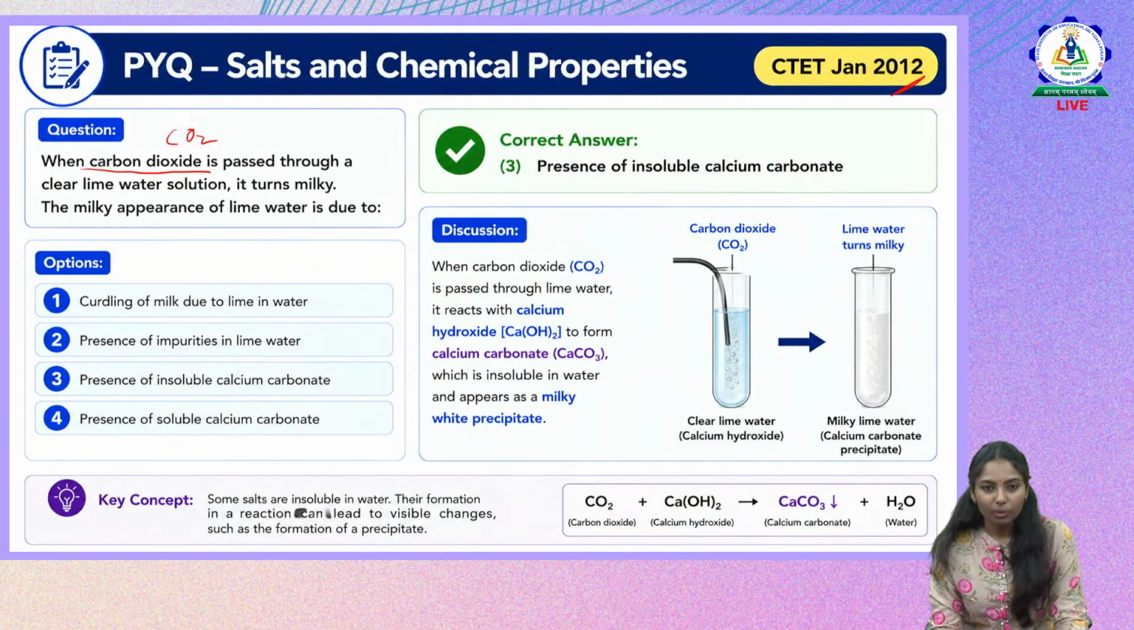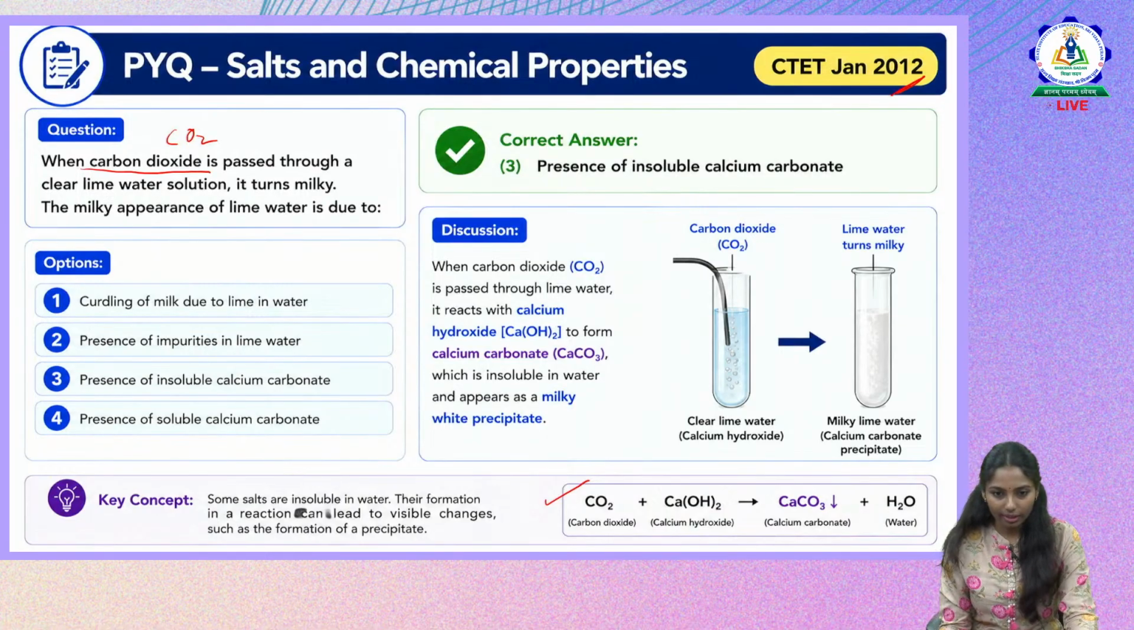So you can just write an equation if you remember the equation. The milky appearance of the lime water is due to... So there is some product formed. So you have to guess what is the product from the 4 options. So we can simply add the equation here as we have written here. Carbon dioxide is passed through lime water. Lime water is nothing but calcium hydroxide. So the reaction takes place and we have calcium carbonate and water. Right? So the answer is calcium carbonate.